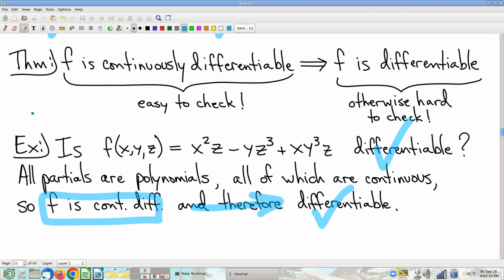Are there functions that are differentiable but not continuous? Sadly, yes. There are some functions that are differentiable but not continuously differentiable. I'm going to call them anomalous weirdos. And we're not going to have to deal with... is that a fair statement? Let me think about this. Yeah. I don't see any of those coming up in this class.